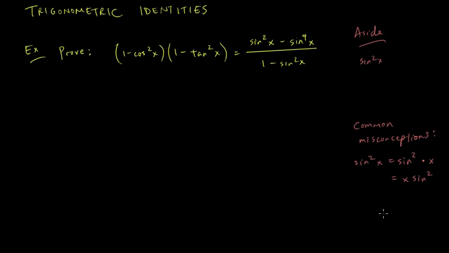Okay? Actually, that's the only misconception that I can think of right now. But what it really is: sine squared x is equal to sine x squared, which might seem kind of weird. And by that same logic, sine to the exponent 4 x is going to be sine x raised to the exponent 4.